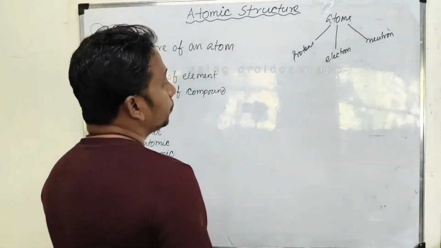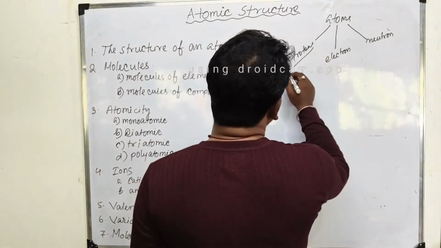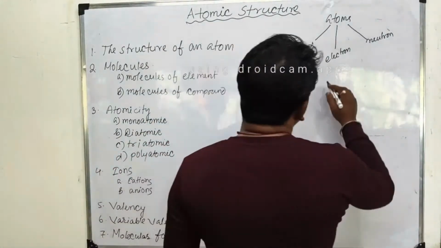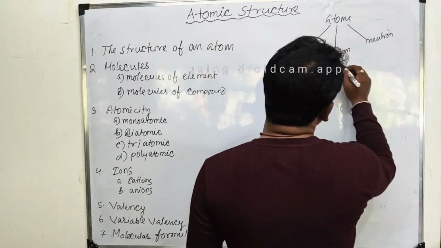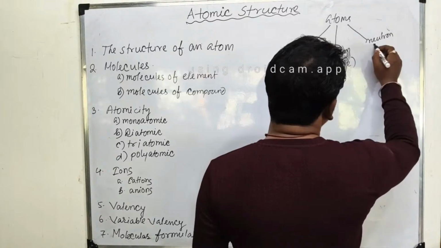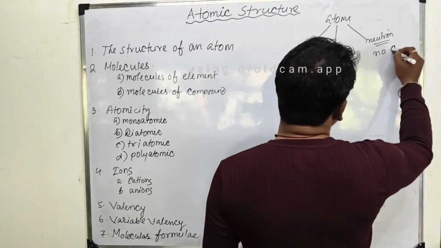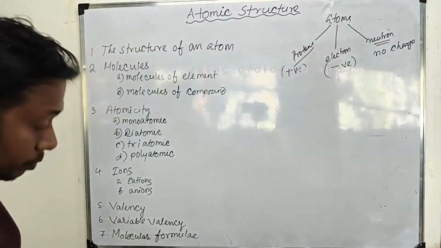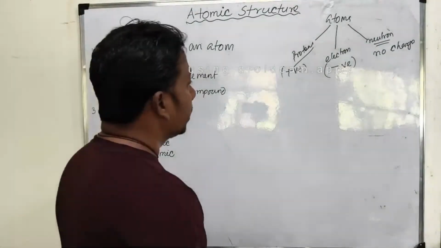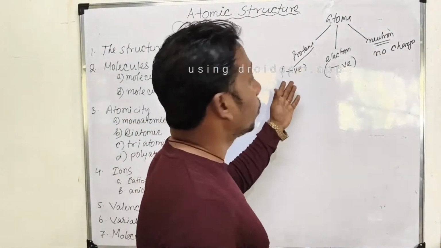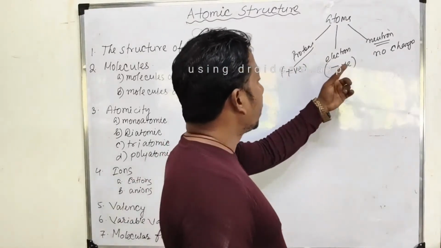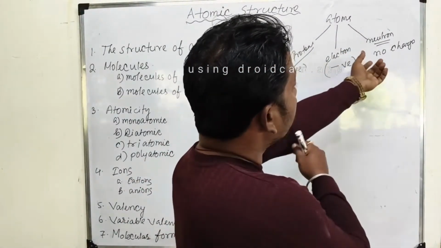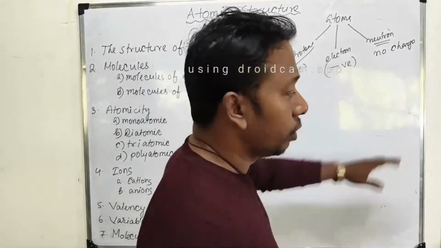The proton is a positively charged particle. Electron contains negative charge, and neutron contains no charge. That is the basic part of the atom. So the atom contains three particles: the proton, which carries the positive charge; the electron, which carries the negative charge; and the neutron, which carries no charge.